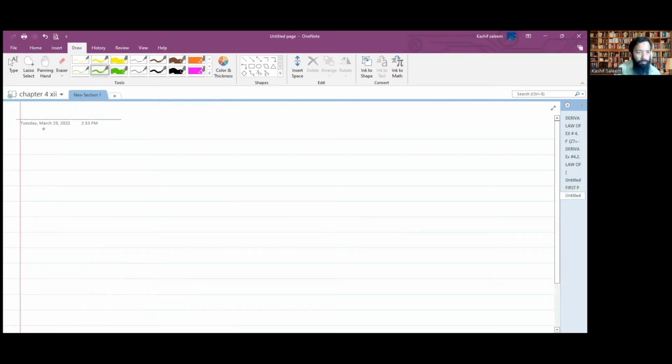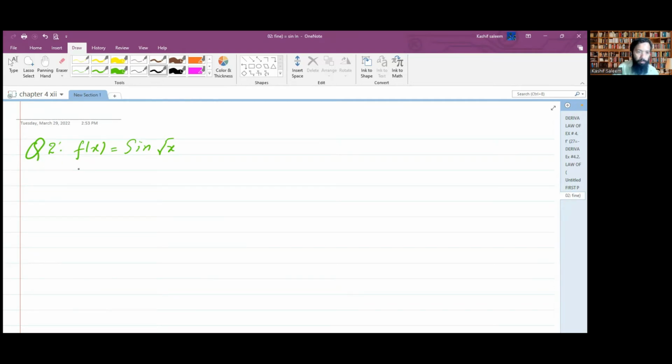which is question number 2. f of x is equal to sine root x. So if you want to solve this question, what do you have to do?